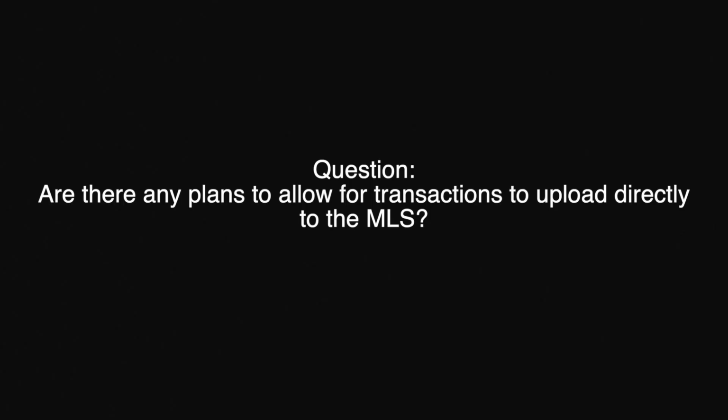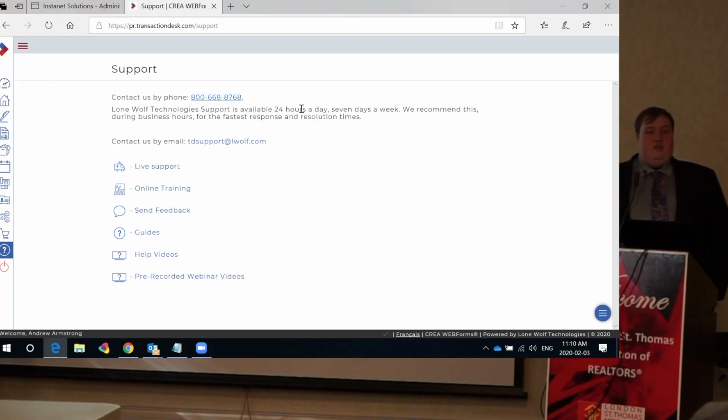So the question was, is there any plans to allow for transactions to upload back up to the MLS? So you fill out your listing agreement, your data sheet here. Can we pass that information back up to Matrix for our listing? Something that we're working on doing in Toronto is live in other areas of Ontario. I don't know if the plan is to make it live here, or what the ETA is, but again, something the system technically is capable of doing.